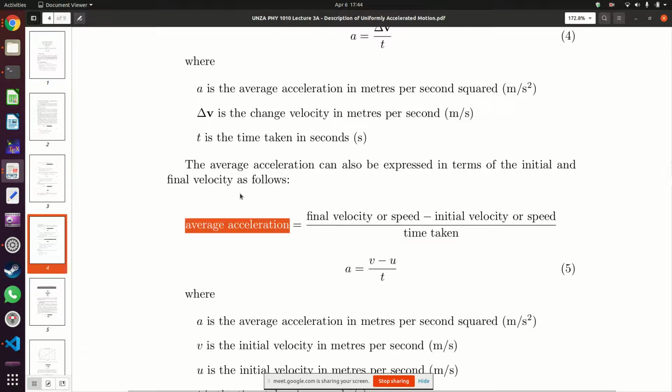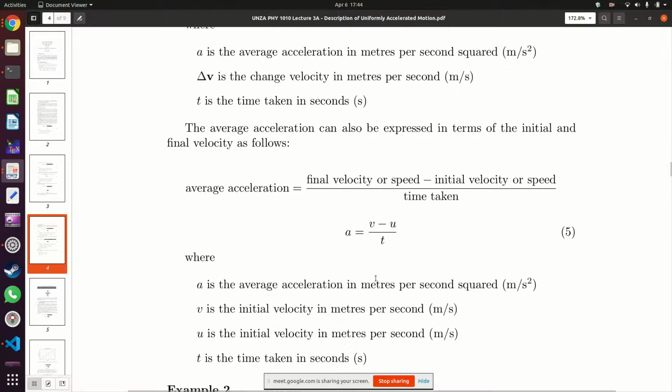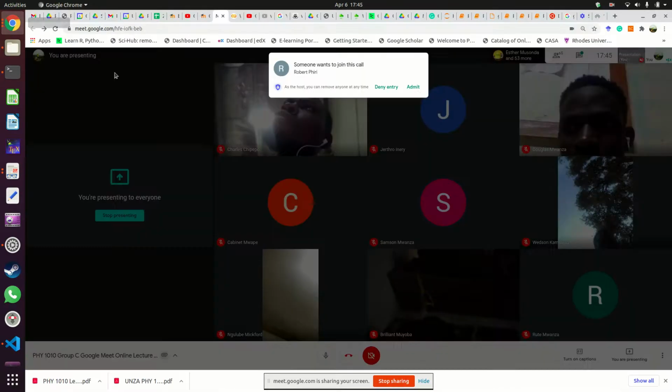Average acceleration is equal to the final velocity minus the initial velocity divided by how much time it has taken. This is v for final velocity minus u for initial velocity, divided by time. This v minus u is the change in velocity, which is measured in meters per second, divided by the time, which is measured in seconds. So you end up having your acceleration in units of meters per second squared.